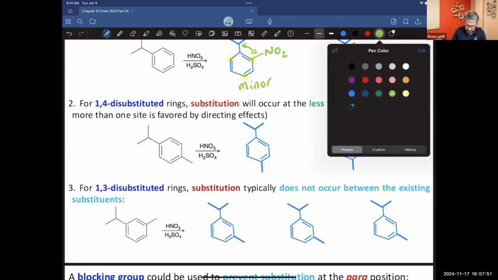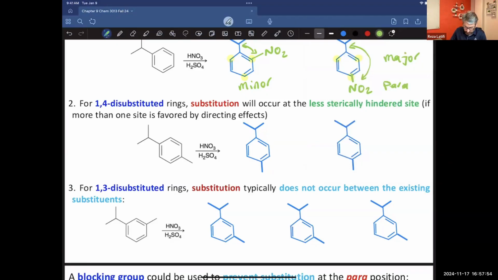So in that case, I'm going to say the isopropyl will be favoring these two spots. Let me highlight them. Those two spots will be favored by the isopropyl, and the methyl is favoring the ortho position and that one. Now I'm going to say these two are taken, so we cannot use them. The question is, where should I put the nitro?